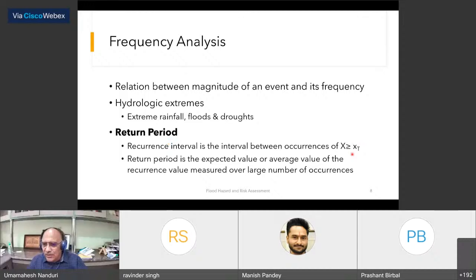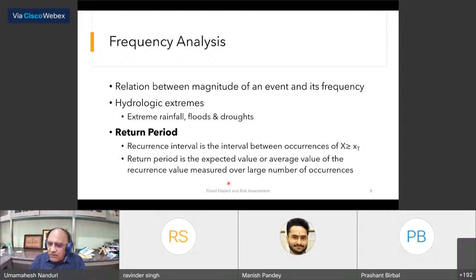For example, if I talk of a magnitude xg as the magnitude of an event, a flood discharge, we define recurrence interval as the interval between occurrences where the discharge was greater than or equal to this value. So the time gap between two exceedances of that discharge. And return period is the expected or average value of the recurrence interval measured over a large number of occurrences. So it gives us the average interval between two consecutive occurrences of that event.